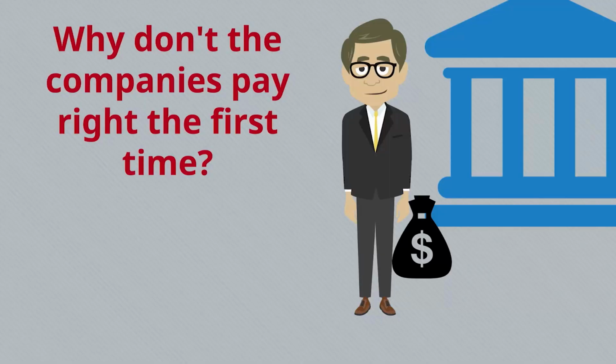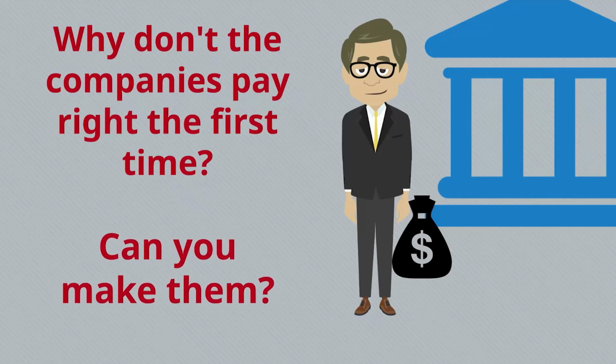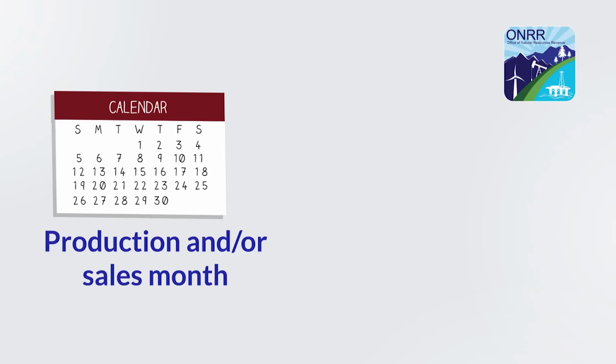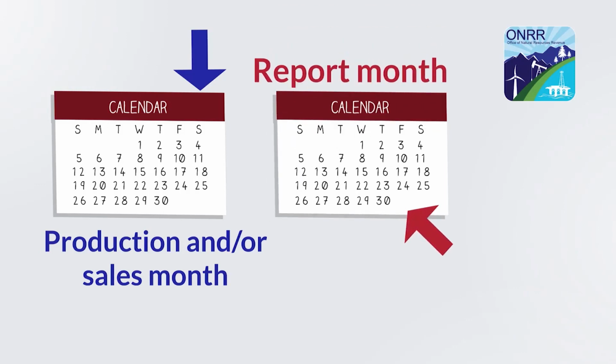Why don't the companies pay right the first time? Can you make them? Companies have until the last day of the month following the month product was sold or removed from the lease to report and pay royalties.